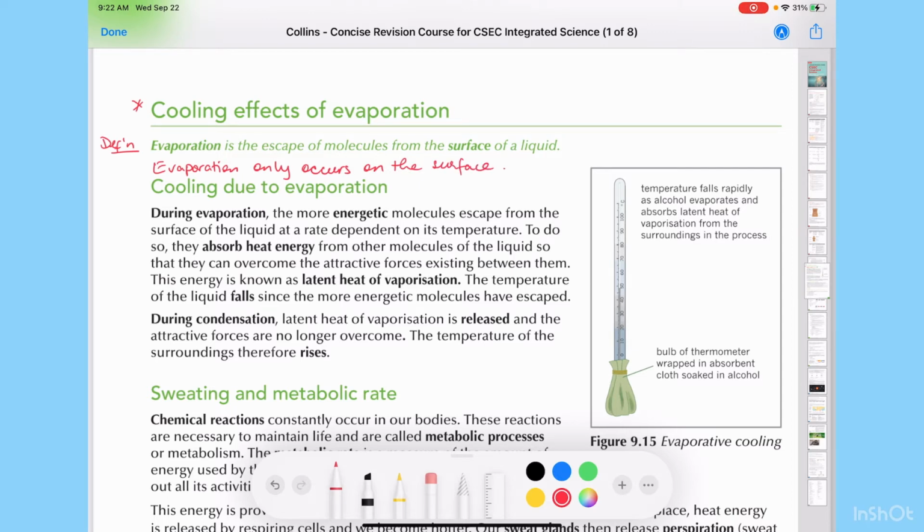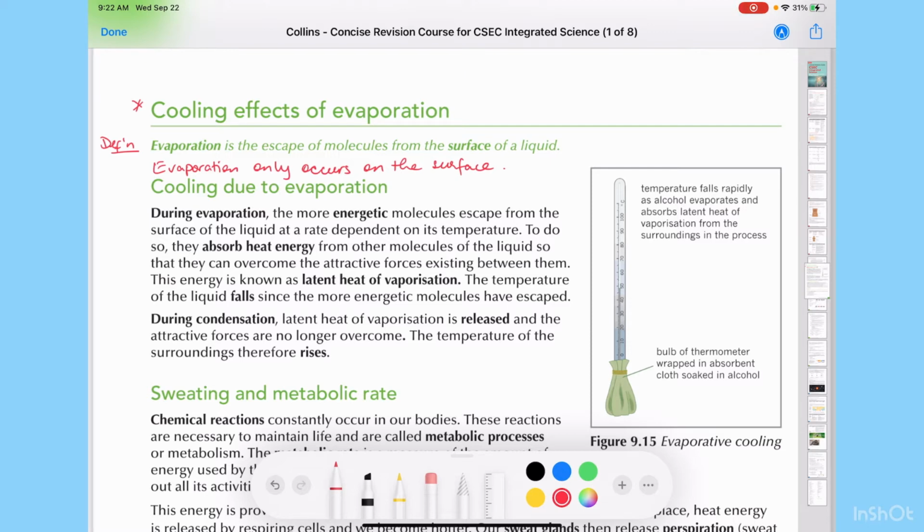So do not confuse evaporation and boiling. Boiling will happen throughout an entire liquid and at a specific temperature, depending on the liquid that we are dealing with. However, evaporation can occur at any temperature and it occurs only on the surface of the liquid. So it's very important to take note of that.